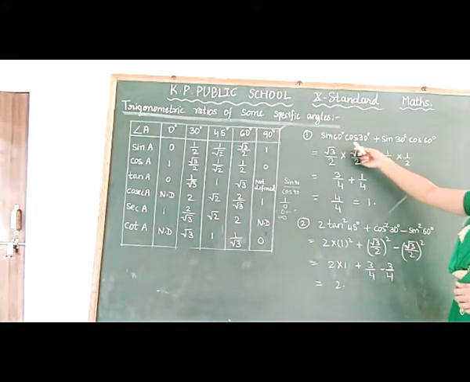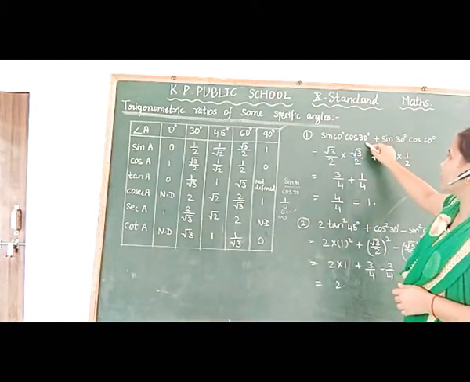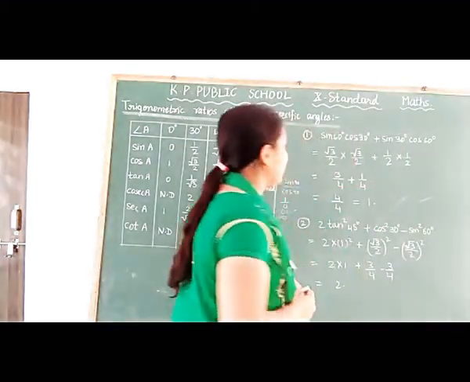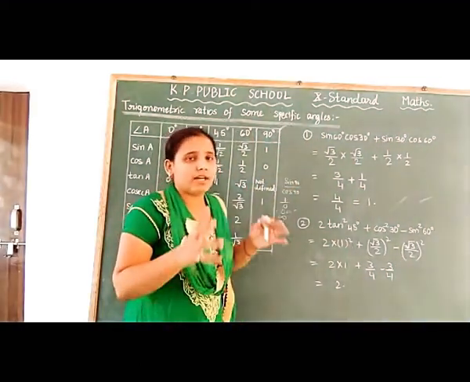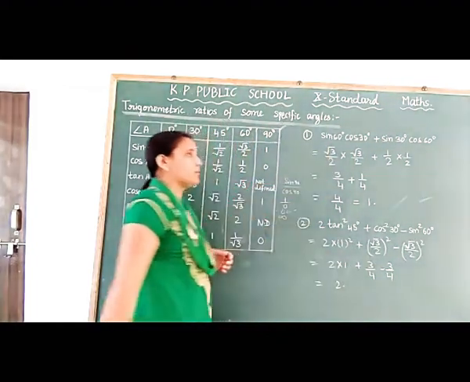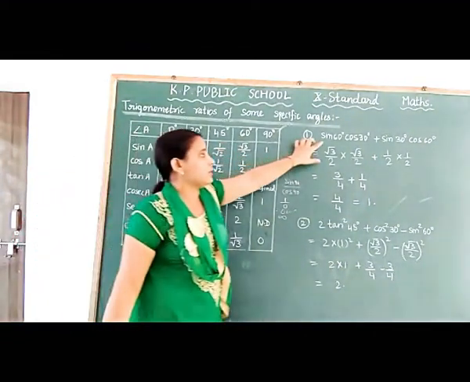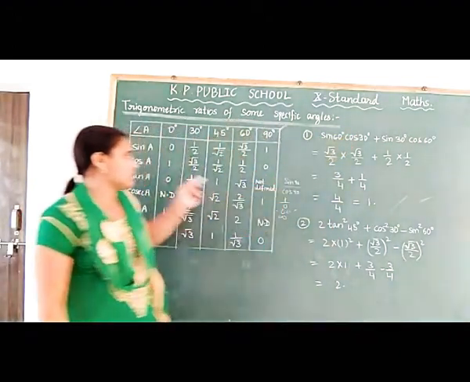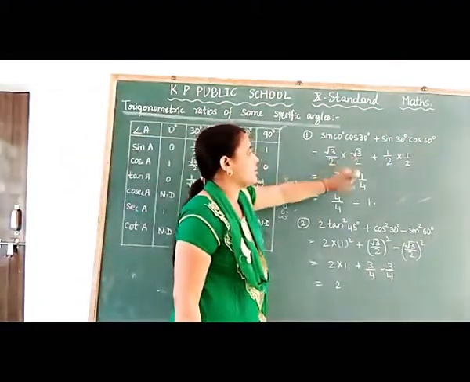First question is to find the value of this one. This is sine 60 degree cos 30 degree plus sine 30 degree cos 60 degree. How can we find the value of this one? If we remember the values of the angles, then we can find it easily. From the table you can see sine 60 degree is root 3 by 2. Put the value here, root 3 by 2. Now next one is cos 30 degree. From this table, the value of cos 30 degree is root 3 by 2. Here we kept root 3 by 2.